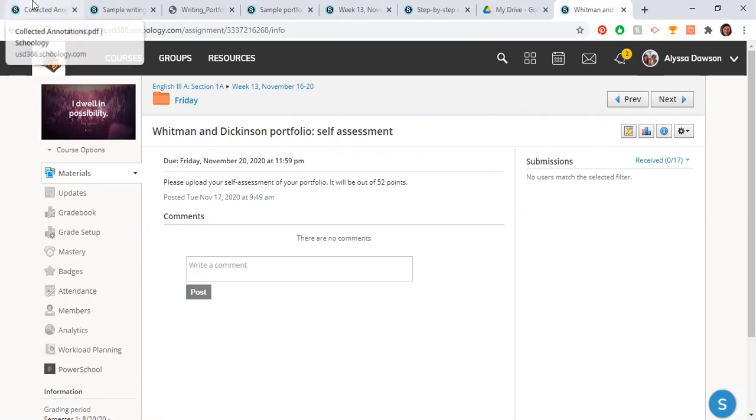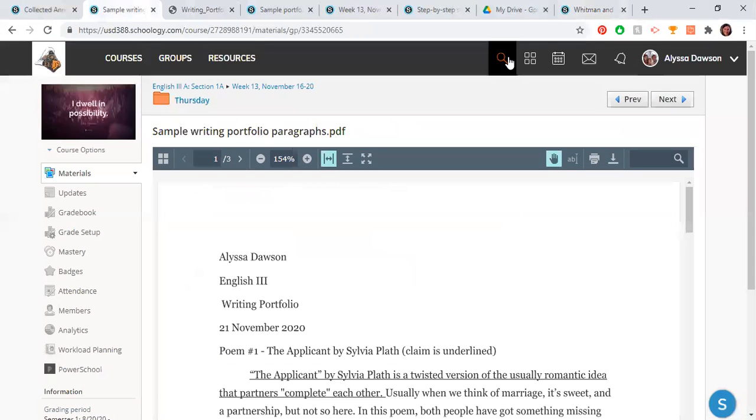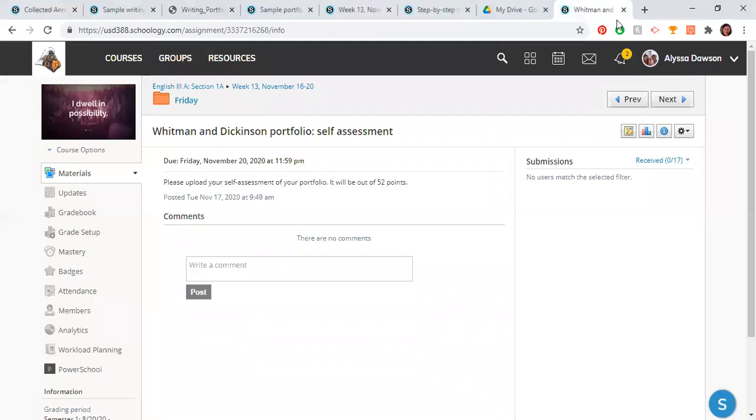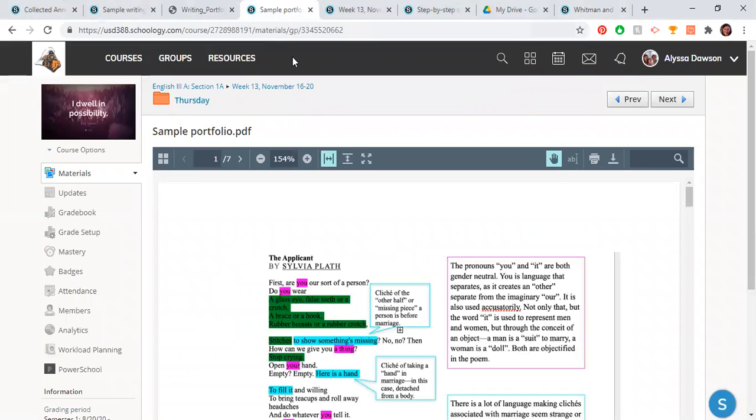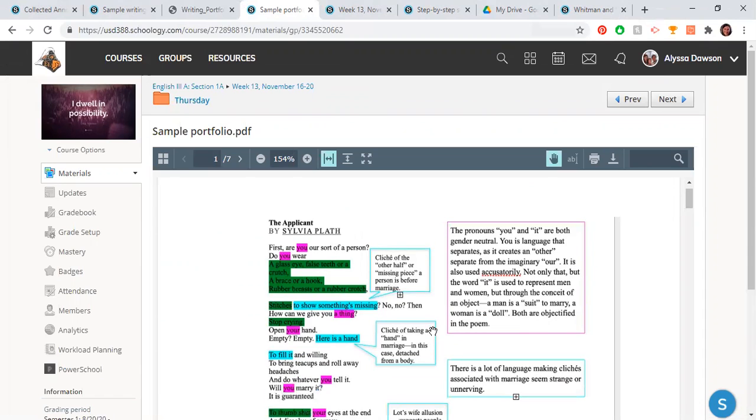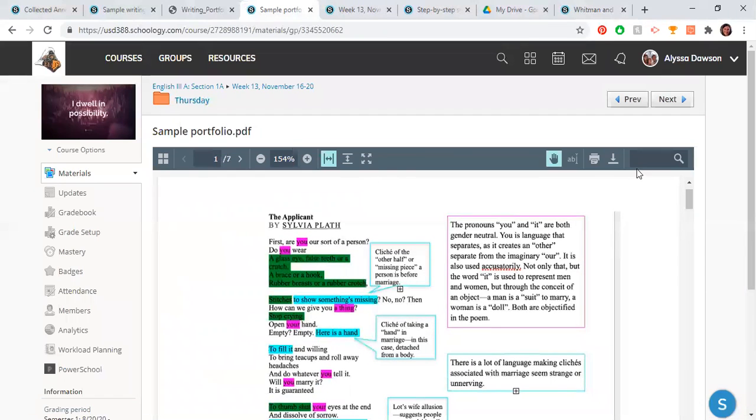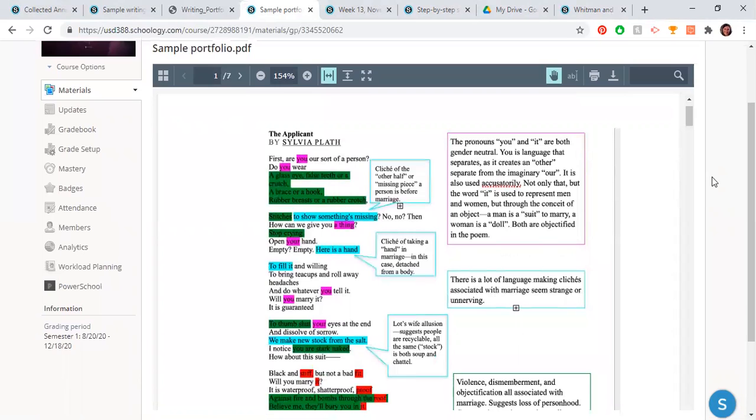So those are the 3 things: the collected annotation, the sample writing, and the portfolio self-assessment. What you've been doing each day is picking a poem to go through this process and do everything with it. So it probably feels like you're not quite ready to turn it in because you're doing each piece at a time. So the sample portfolio puts them together the way you've been doing it in class.